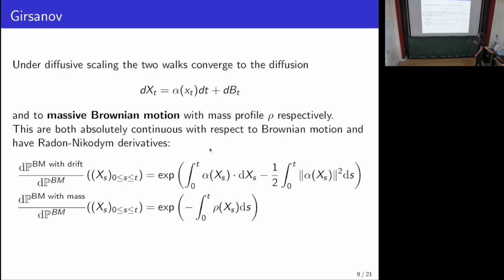And then we can write down its Radon-Nikodym derivative with respect to regular Brownian motion. So here I write it down if I run it until time t, and I compare the two, given some specific path, how much more likely is this for Brownian motion with drift as compared to Brownian motion.